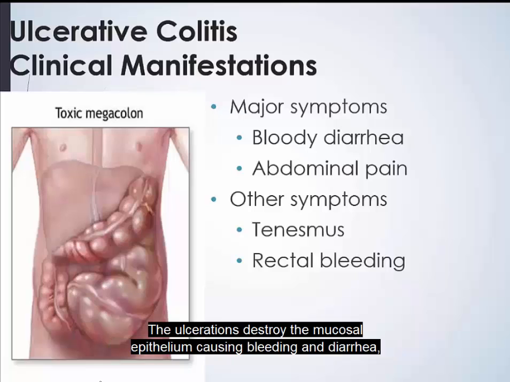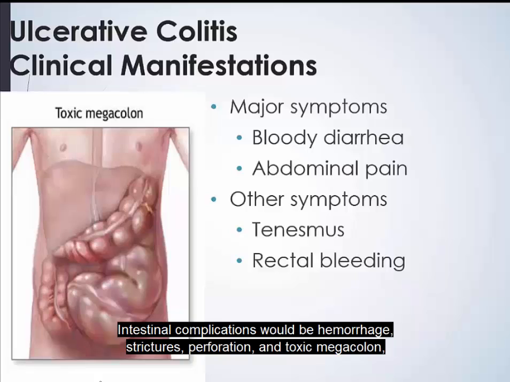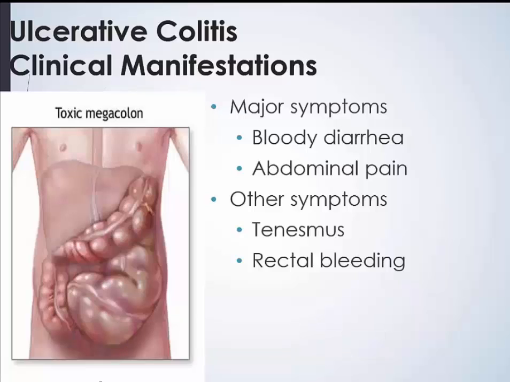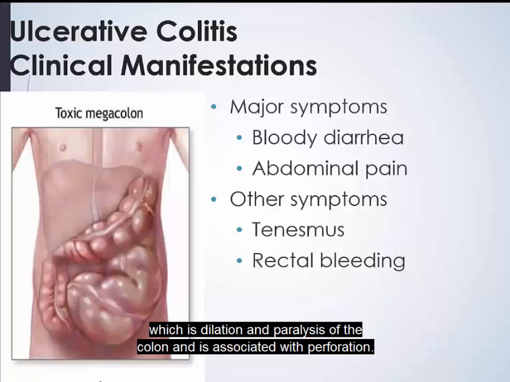The ulcerations destroy the mucosal epithelium, causing bleeding and diarrhea, which can result in fluid and electrolyte loss, protein loss, and pseudopolyps. Intestinal complications would be hemorrhage, strictures, perforation, and toxic megacolon, which is dilation and paralysis of the colon, and it is associated with perforation.